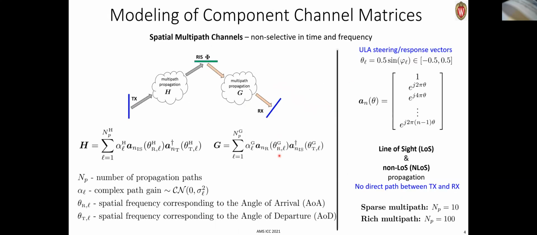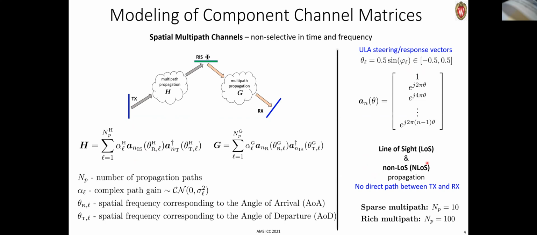So how do we model the channel component matrices? Well, we'll use actual multipath propagation channels. Our focus is on spatial multipath channels, so there's no selectivity in time or frequency. Each of these two channels is modeled as a multipath propagation channel with NP paths, complex path gains, and spatial frequency corresponding to the angle of arrival, which is here, and this is the angle of departure of the transmitter, and this is a column vector, and this is the row vector. These vectors are the steering vectors, or response vectors, which are spatial sinusoids, parameterized by the spatial frequency, which is related to the actual angle through this half-sine-phi relationship for half-wavelength spaced antennas.